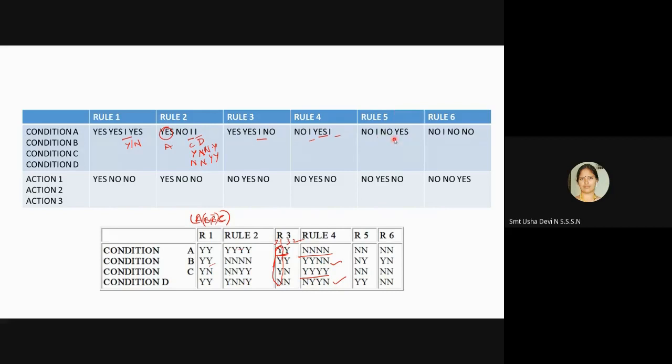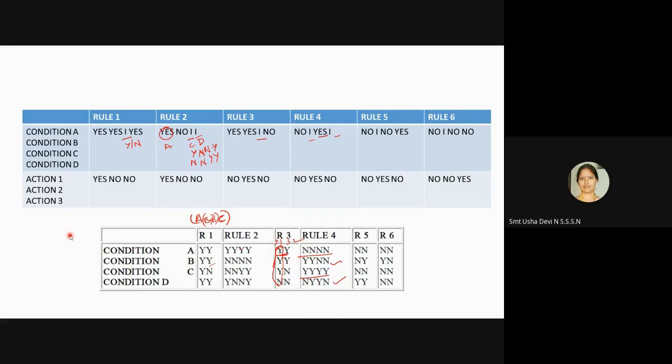Rule 5 is going to take only one I. That means either yes or no. Simply substitute that value. You are going to get these two combinations. Similarly, for this also you need to find the same. So like this, you can prepare this decision table. And if you expand the decision table, you are going to have this final decision table.